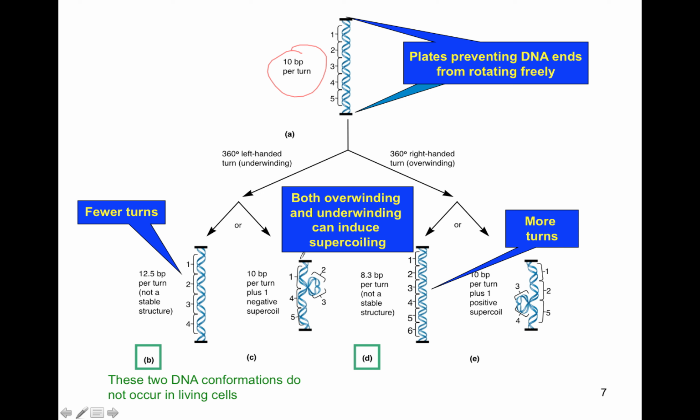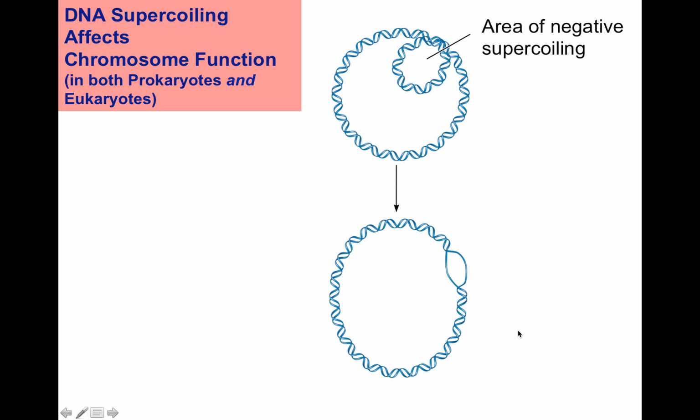However, the conformations with the negative supercoils or the positive supercoils are found in living cells, and they're called topoisomers of each other, and they are produced by the action of gyrases and topoisomerases. So DNA supercoiling can affect chromosome function. This occurs both in prokaryotes and in eukaryotes. Here's our bacterial chromosome with a negative supercoiling area right here.